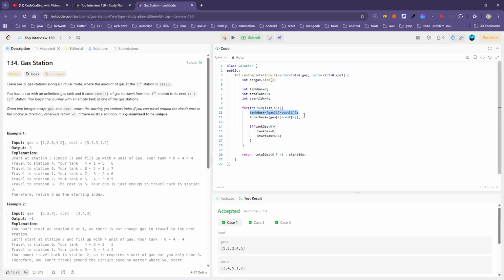So the tank gas here decides whether we have to change or start fresh from the next gas station, and the total gas will decide whether we were able to complete a circle from that index or not. Okay, so that's it.